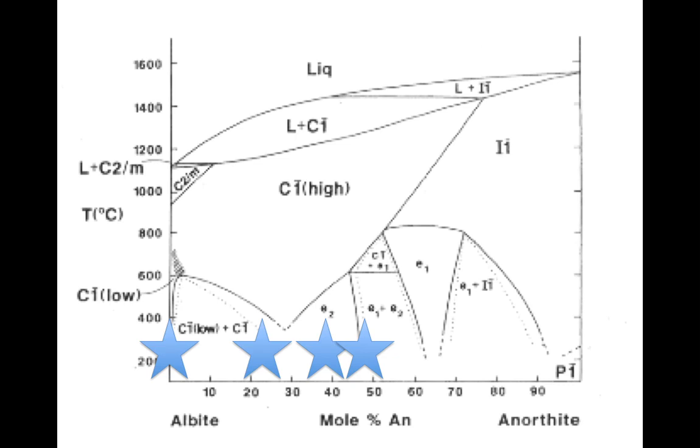fully ordered aluminums. Then we have a series that are in the I-bar1 and P1 structure with higher anorthite composition, and in the intermediate range there's some more disordered structure showing up, as well as some intergrowth between the C-bar1 and the I-bar1 for the intermediate composition.